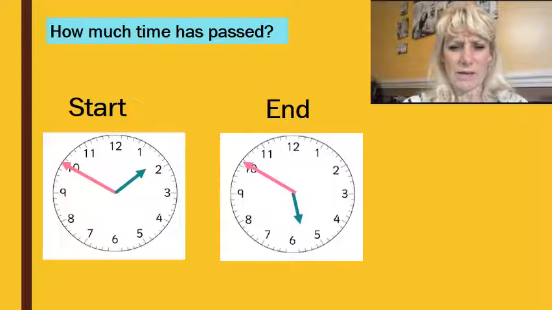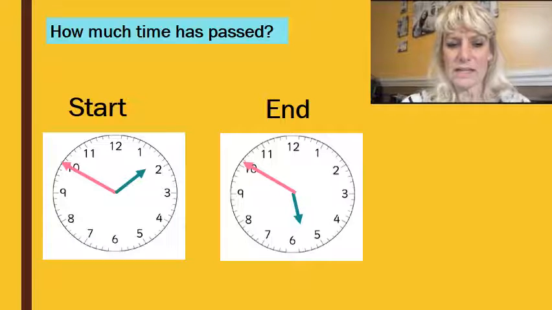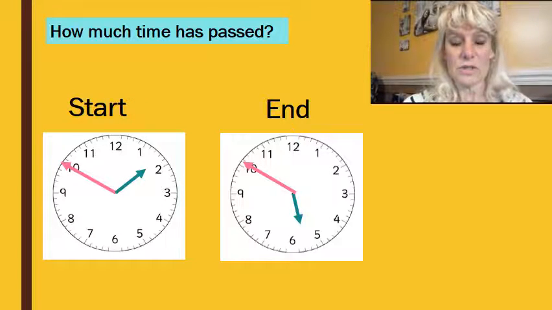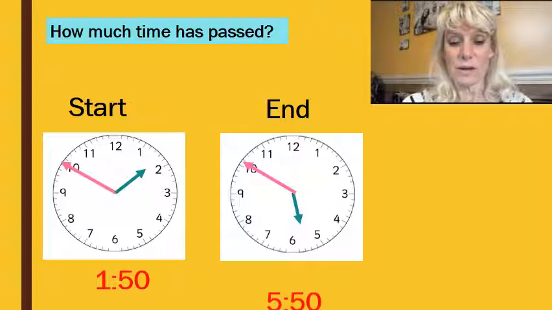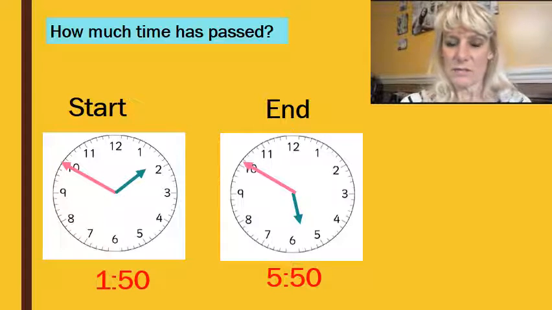As I look at the time, I see that the minute hand is past the 6 and is on the 50. So that means that my hour hand is in between the 1 and the 2. So I'm going to call this 1:50. Now, my ending time also has the minute hand on the 50, and it's in between the 4 and the 5. So I'm going to call this 5:50. Now I have to decide how much time has passed.